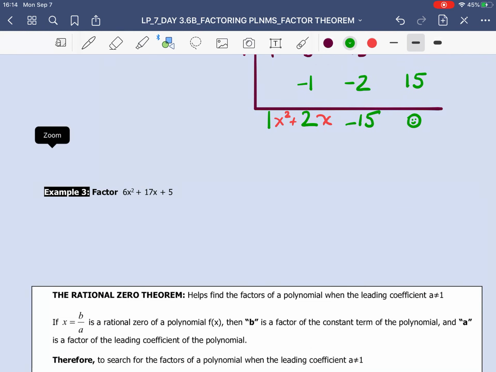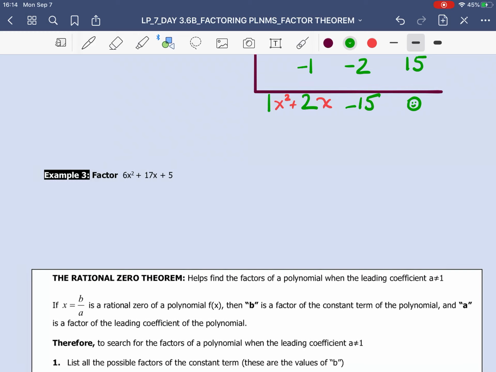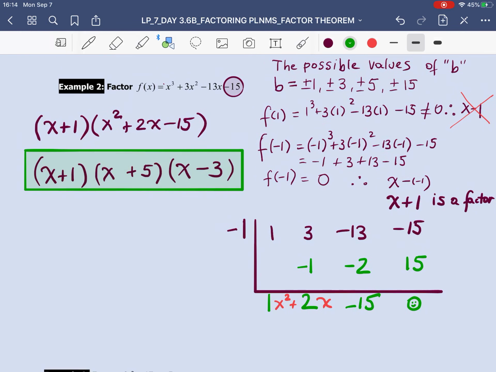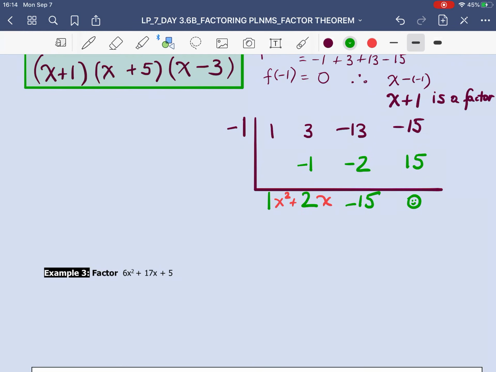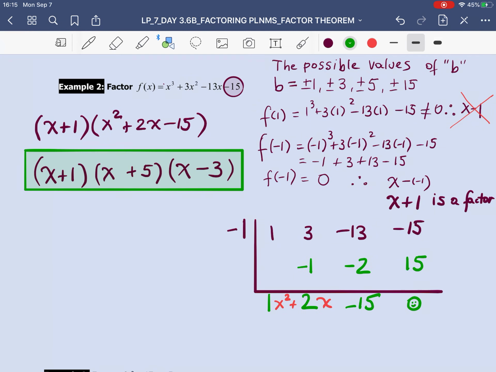Okay, moving on to the next example. We are going to take a look at factoring polynomials that have a coefficient different than 1. I prefer that I record it on a separate video, so the lesson won't get too long for you.